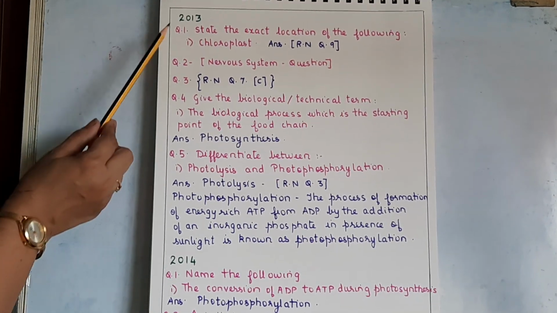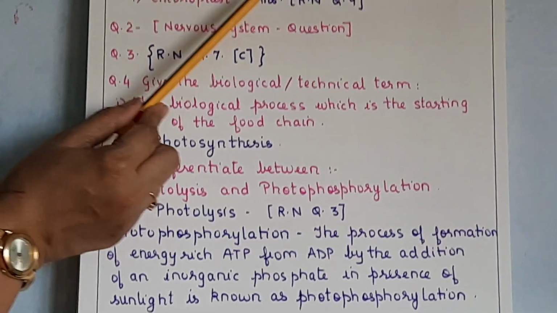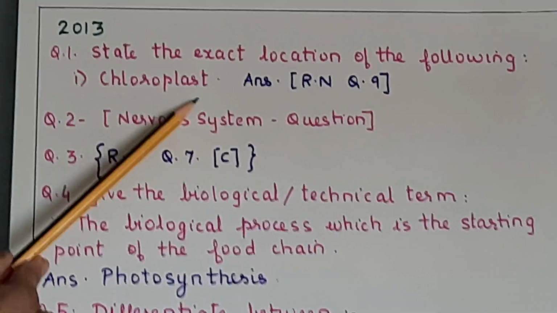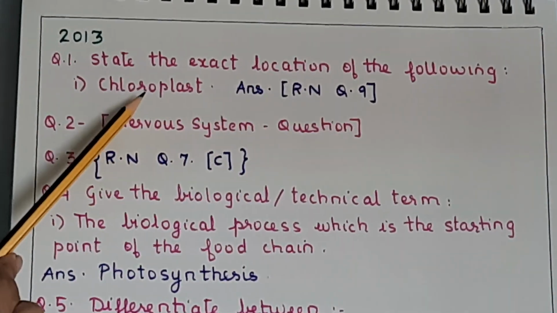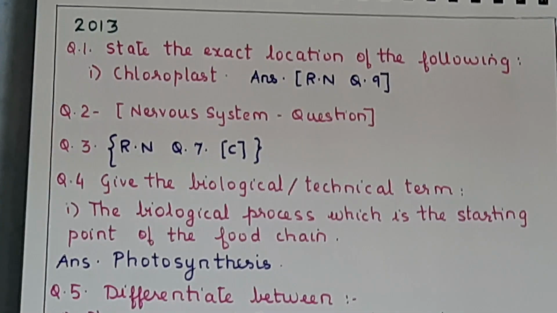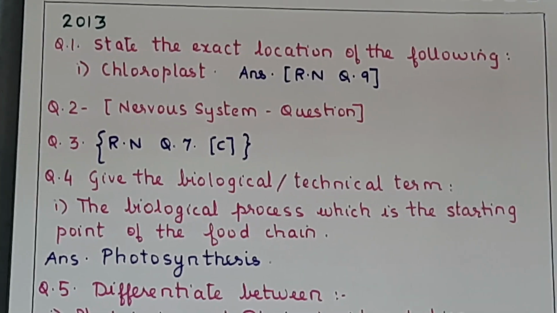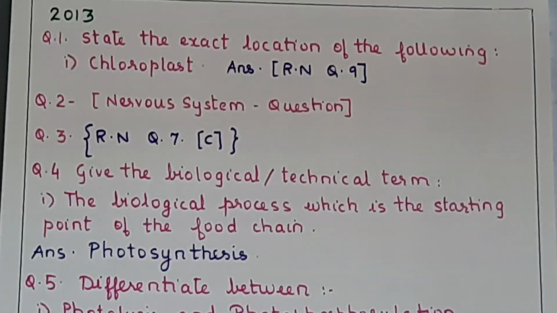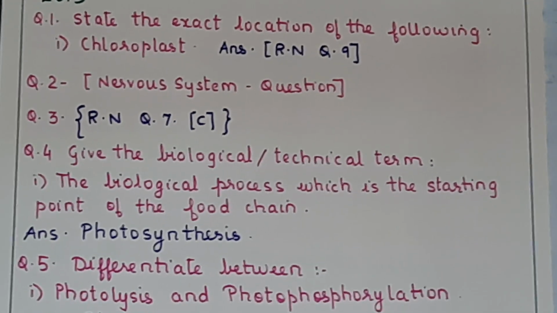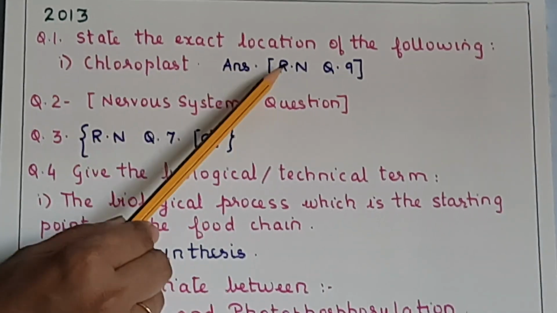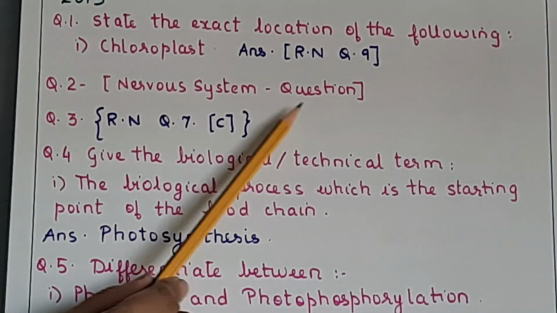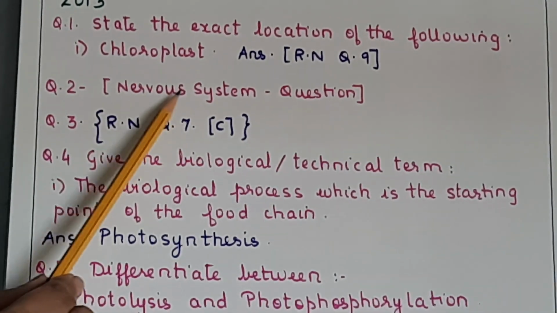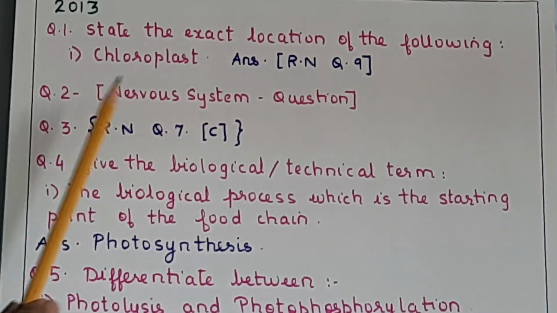Now next, 2013, state the exact location of the following: chloroplasts. This we have already written, so you can write RN question 9. Where are they located? Chloroplasts are in the palisade mesophyll and spongy mesophyll of the leaf, and also in the guard cells surrounding the stoma. We have written this in the notes, question number 9. Now question 2, by mistake it has come here. It is related to the nervous system. So for the time being you just skip it.